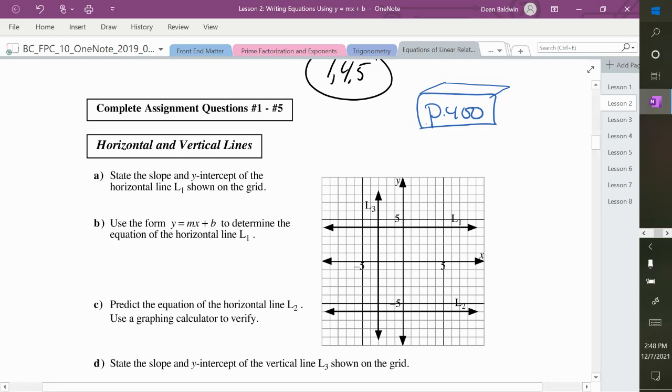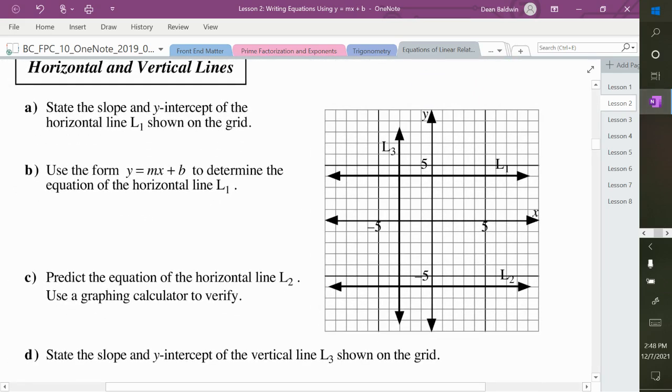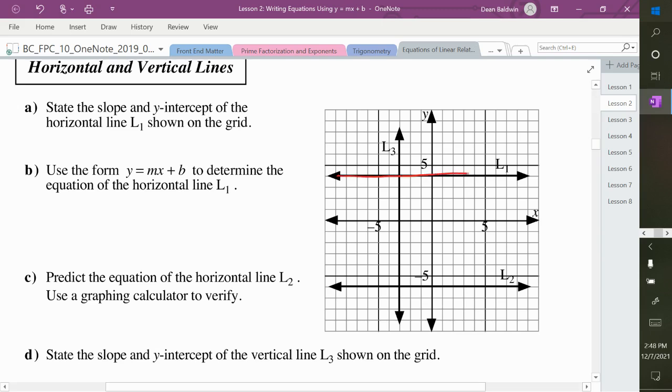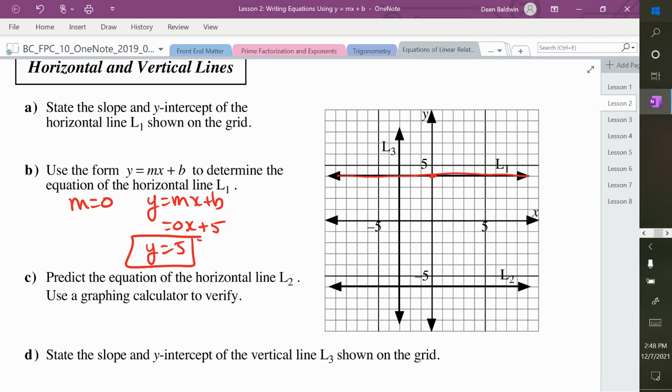If you have a horizontal line, such as L1 here, this line right here, what is your slope? Your slope is 0. And the y-intercept here is 5. So if you plug it into mx plus b, it's 0x plus 5. So it's just y is equal to 5. If you have the equation y equals a number, it's a horizontal line.